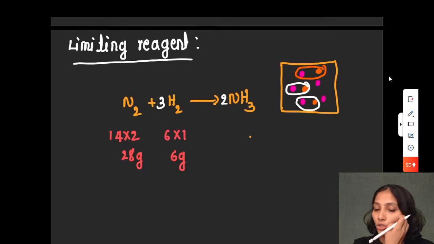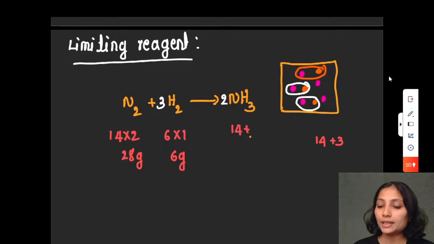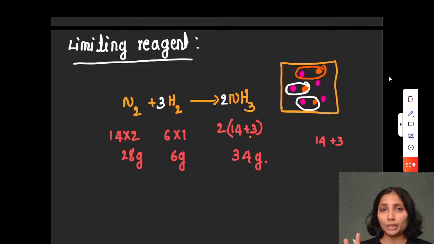And for NH3, the mass of ammonia: 1 nitrogen is there. Nitrogen is 14 plus 3 hydrogen atoms into the atomic mass of hydrogen, 3 only. Multiply it with 2 because 2 NH3 molecules are there. And what is the total? 17 into 2, 34 gram. Okay, this is the stoichiometric ratio.